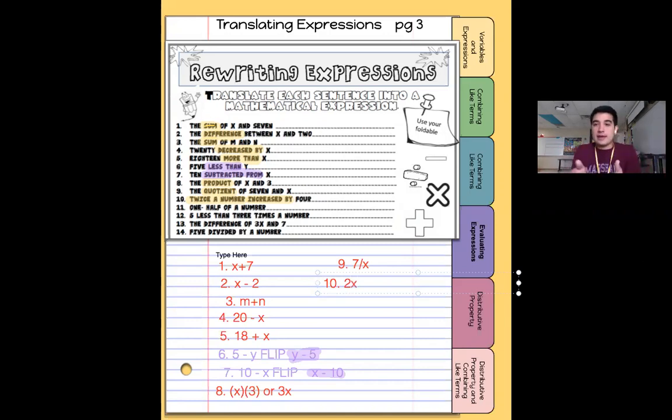So 2x, increased by means we are adding. So 2x plus 4. That's it. Twice a number, 2x, increased by, plus 4. That's it. 2x plus 4. If we just break it step by step, this isn't so bad. Let's go to 11. We're almost done.